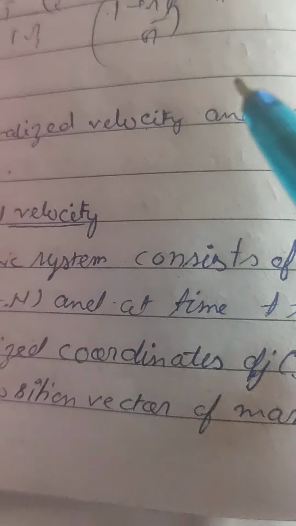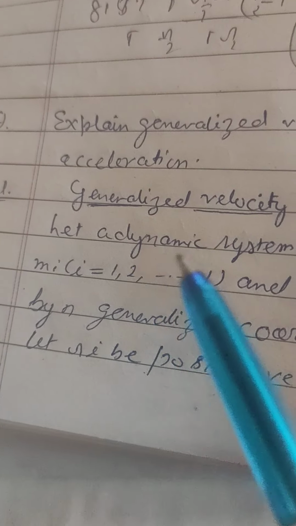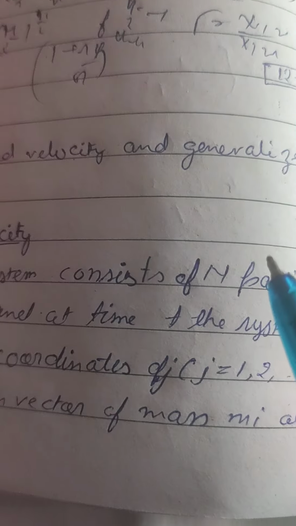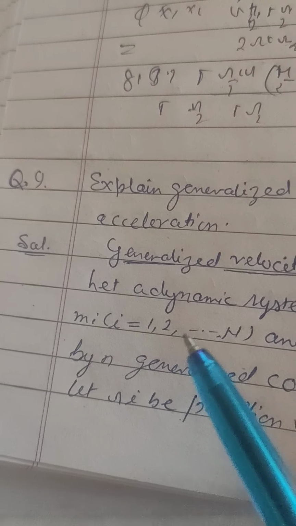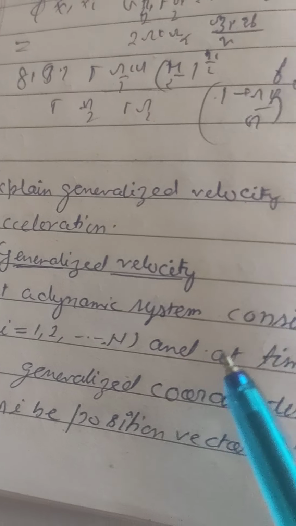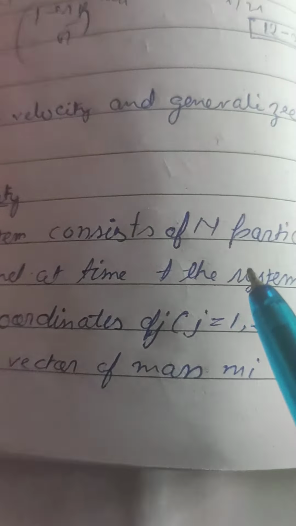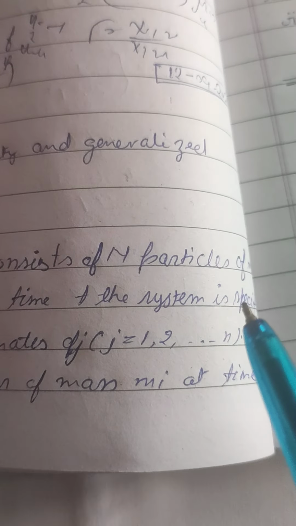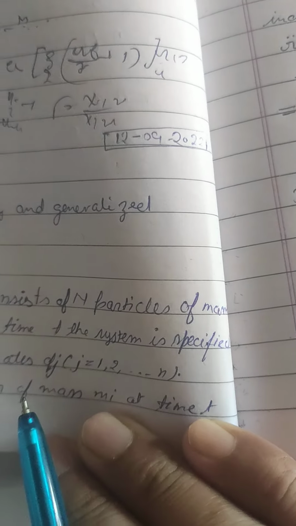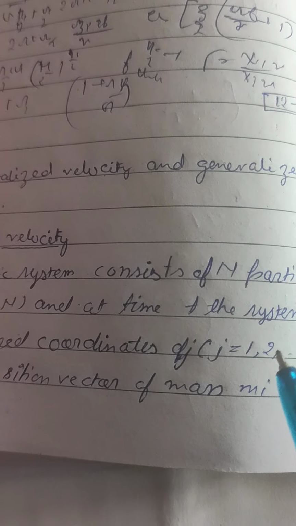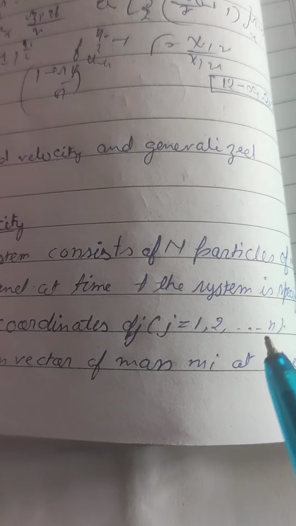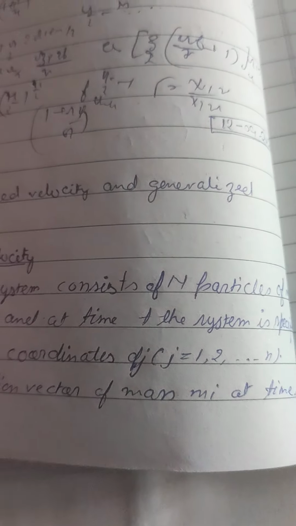Explain generalized velocity and acceleration. Generalized velocity: let a dynamic system consist of n particles of masses m_i, where i varies from 1 to N, and at a time the system is specified by generalized coordinates q_j, j equal to 1 to n.